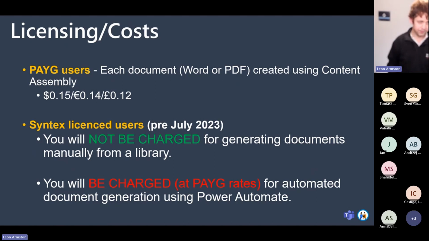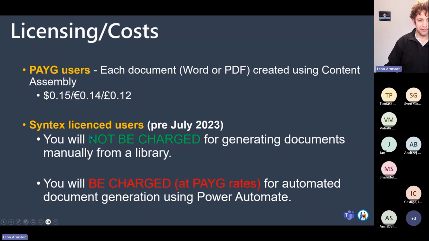So the costs. For each document created using Content Assembly, it's currently a pay-as-you-go process. For each document created, it is around 15 cents US, 14 euro cents, 12p in English money.